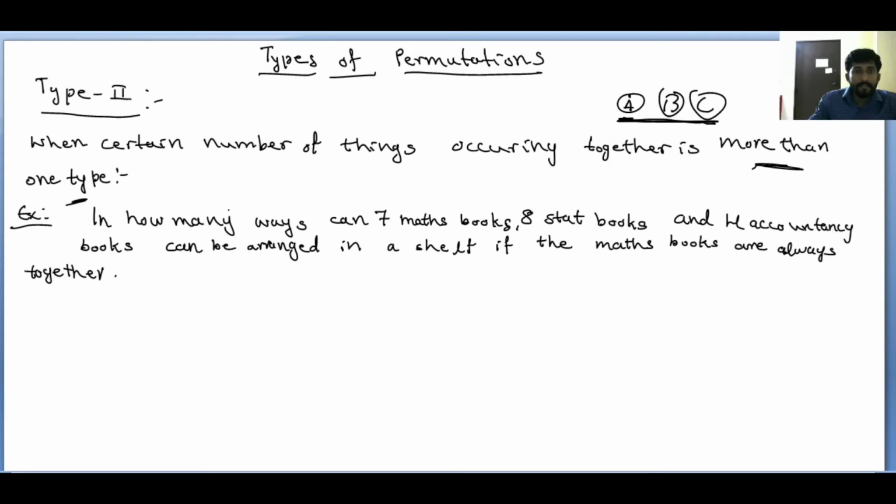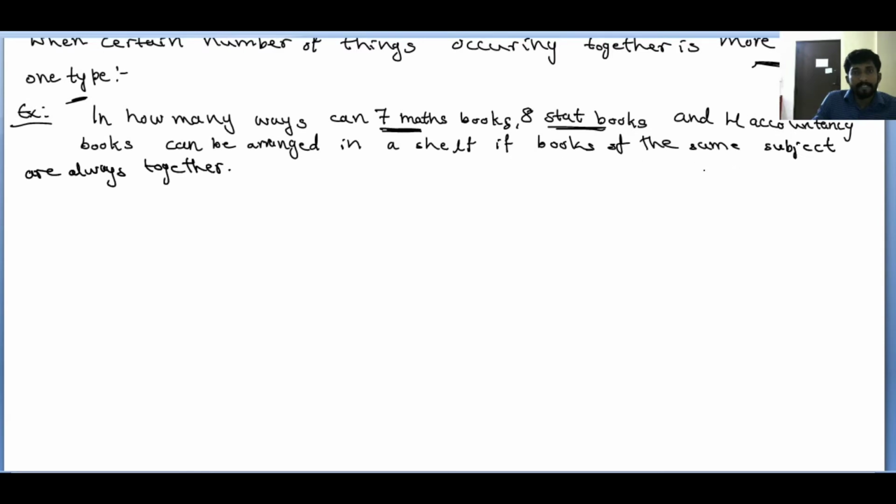Okay. See the example: in how many ways can 7 maths books, 8 stat books and 4 accountancy books be arranged on a shelf if books of the same subject are always together? Okay. See, the given question has 7 maths books, 8 stat books and 4 accountancy books. You need to make an arrangement such that books of the same subject are always together.